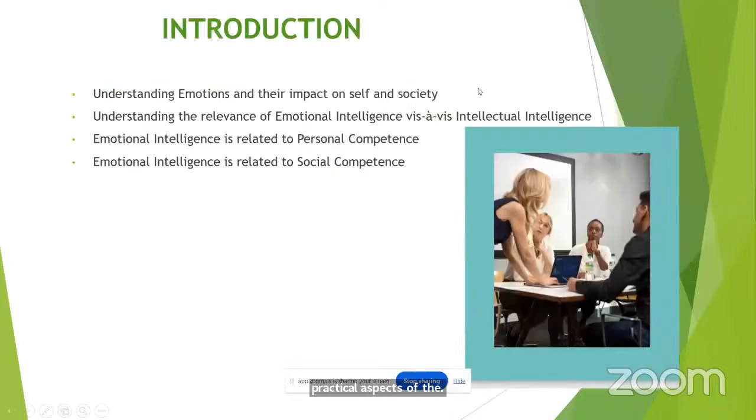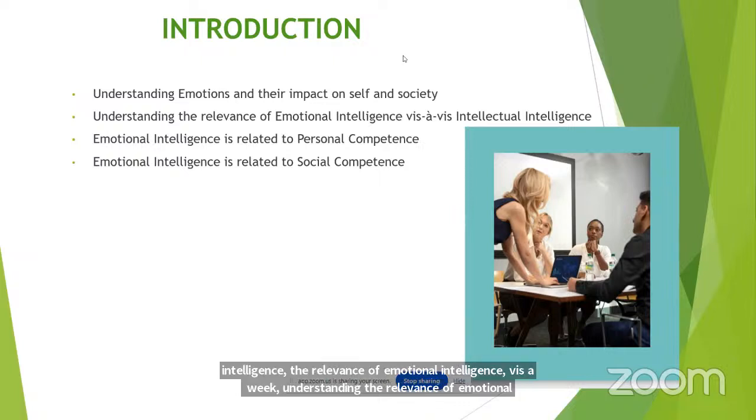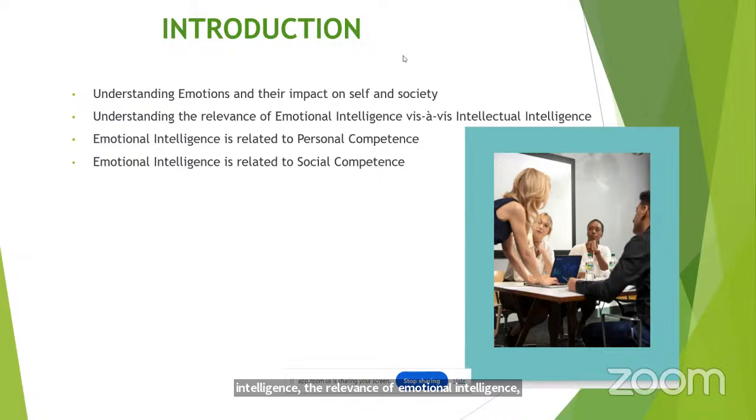So what is emotional intelligence? We cover understanding our emotions and their impact on self and society, and understanding the relevance of emotional intelligence vis-a-vis intellectual intelligence. So we compare here, we try to see how it is related to intellectual intelligence, how it is different from intellectual intelligence, that is IQ, and how it can be better, or sometimes inferior, to intellectual intelligence. Emotional intelligence is related to personal competence, that means at the personal level, and also to social competence.